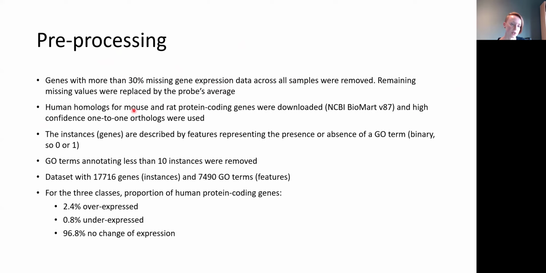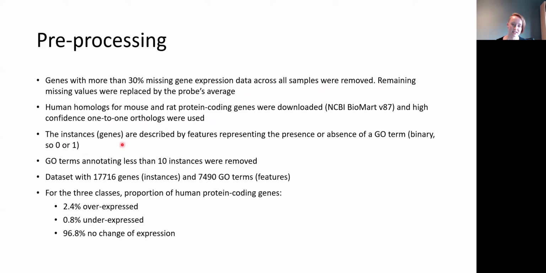They also searched for human homologs for mouse and rat protein coding genes. So they used only human genes as an input, although some of them were from other species as well. But to include these, they only included ones that had high confidence and that had one-to-one orthologs. So they were pretty confident that they're equivalent, essentially.